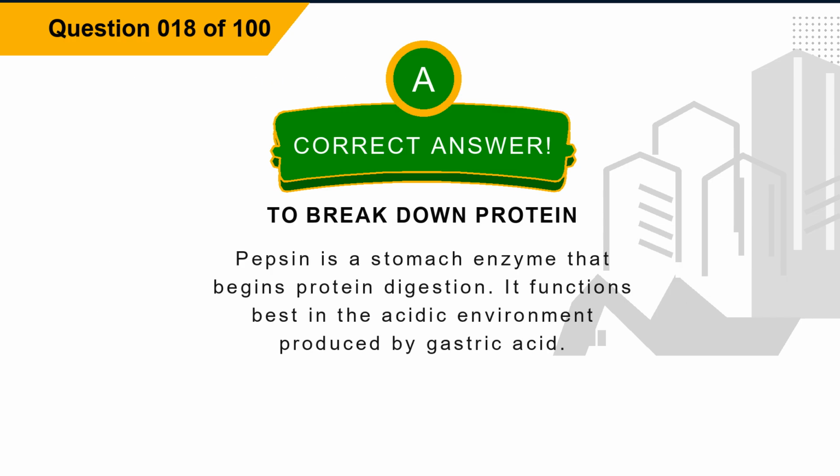The correct answer is option A. To break down protein. Explanation. Pepsin is a stomach enzyme that begins protein digestion. It functions best in the acidic environment produced by gastric acid.